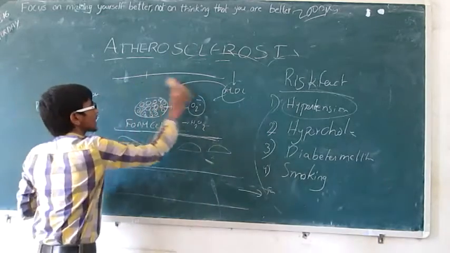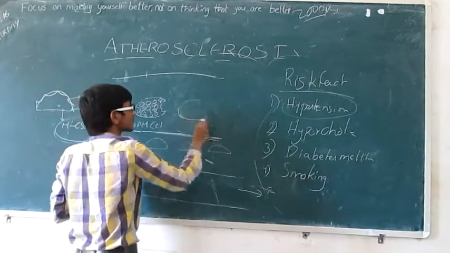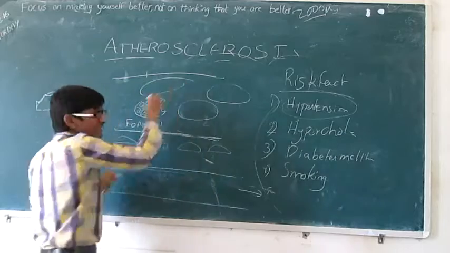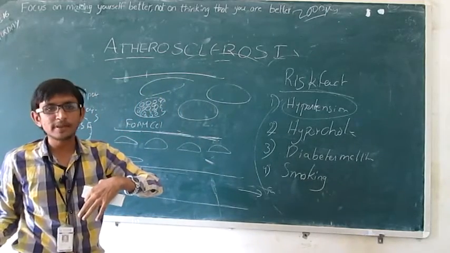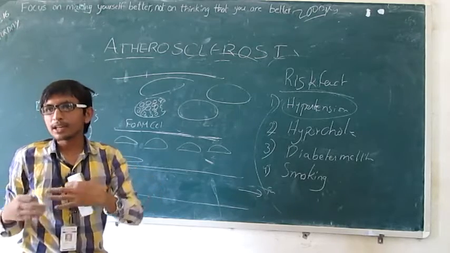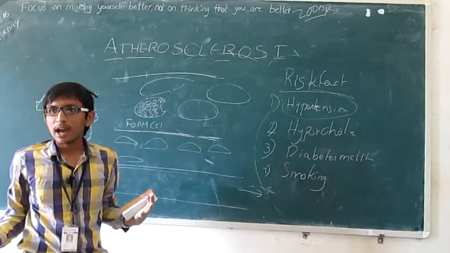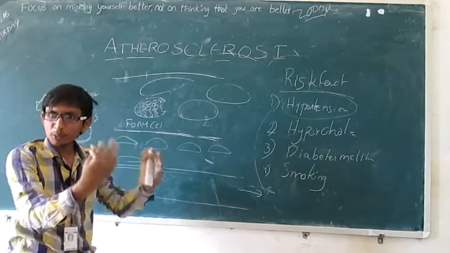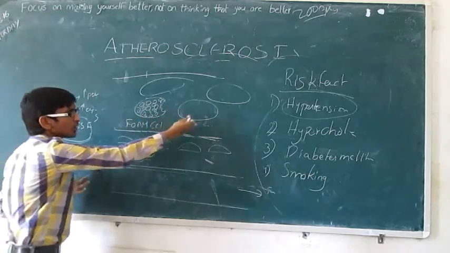Now, are we having one foam cell or many foam cells? We are having many monocytes coming into the subendothelial space, and there is more transformation of these monocytes into macrophages. These macrophages are taking up more and more oxidized LDL, and they are converted into more and more foam cells.